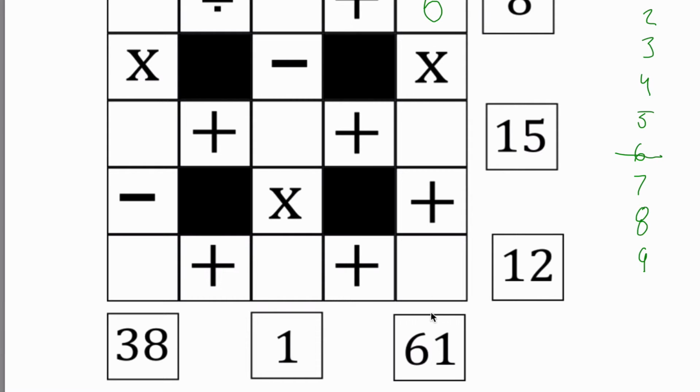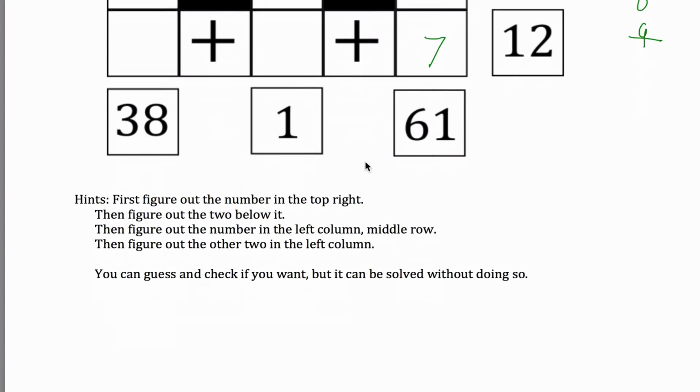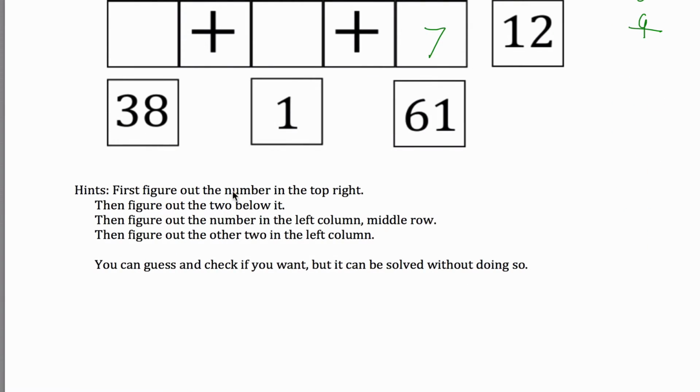What does 6 get multiplied by so I can get up to 61? Well, a pretty big number. Could it be 8? 8 times 6 is 48. 48, I need 13 more to get to 61. That ain't going to work. So I guess it has to be 9. 9 times 6 is 54. 54 and 7 more would give me 61. So what I've done is I figured out the number in the top right and the 2 below it.